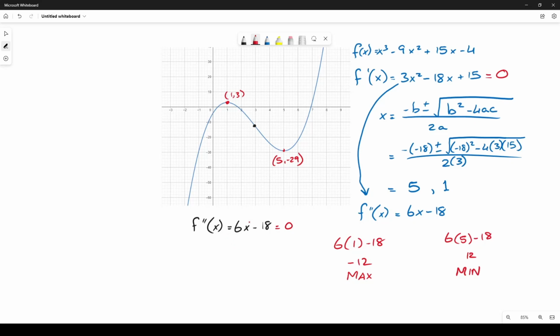And you do the maths where you bring the 18 over and you get 6x equals 18. You divide both sides by 6, good lord, and you get 3. So, would you look at that? When x is 3, you get the point of inflection. And again, if you want to find the y value, you take that and sub it back into the original f(x), and it'll tell you whatever the y value is. That's for points of inflection.